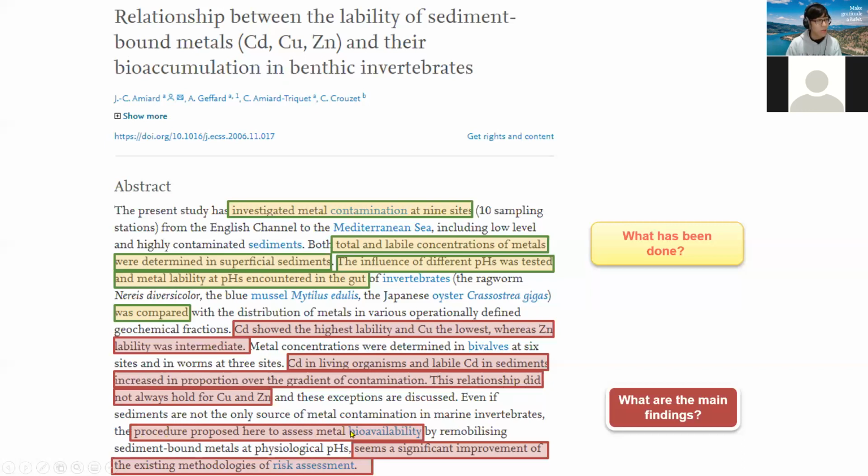Procedure proposed here to assess metal bioavailability seems a significant improvement of the existing methodologies of risk assessment. So what do they mean by that? The way that they tested metal bioavailability here is better than what used to exist. Great, that's a conclusion that they made, right? So in about 5 minutes, I skimmed the abstract and I found out what they did and what they found out, okay? So that's what you should do in the abstract.